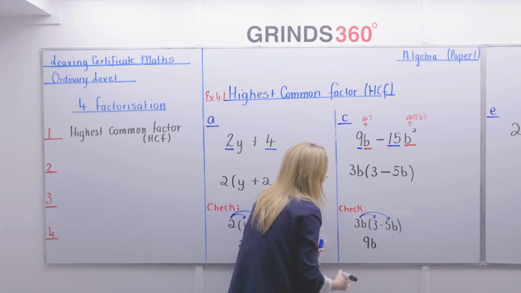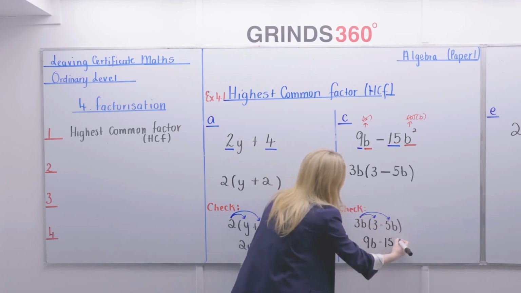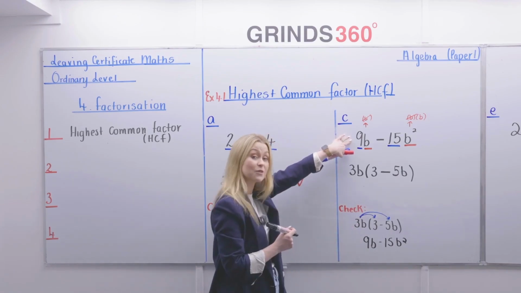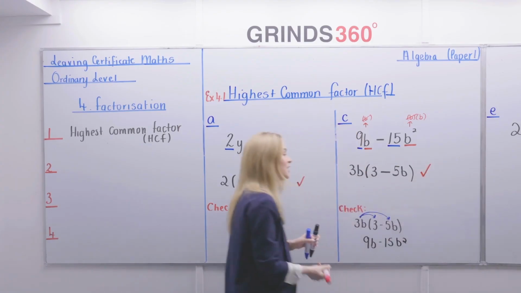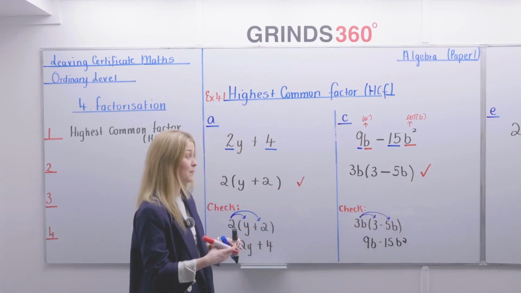3b times minus 5b: 3 times minus 5 gives me minus 15, and b times b is b squared. Take a look up. Is that the same expression as originally you had there? Yes, it is. So I know my answer is correct. So again, you're seeing factorization is the opposite of expansion.